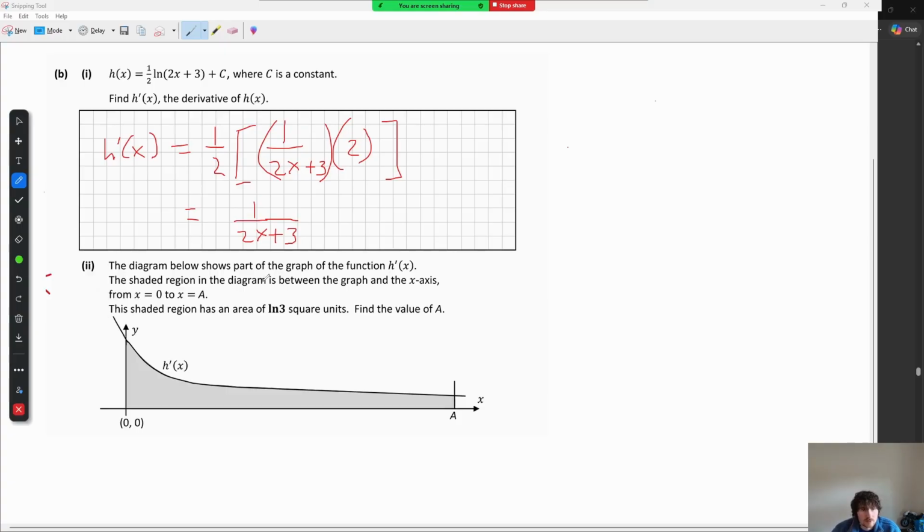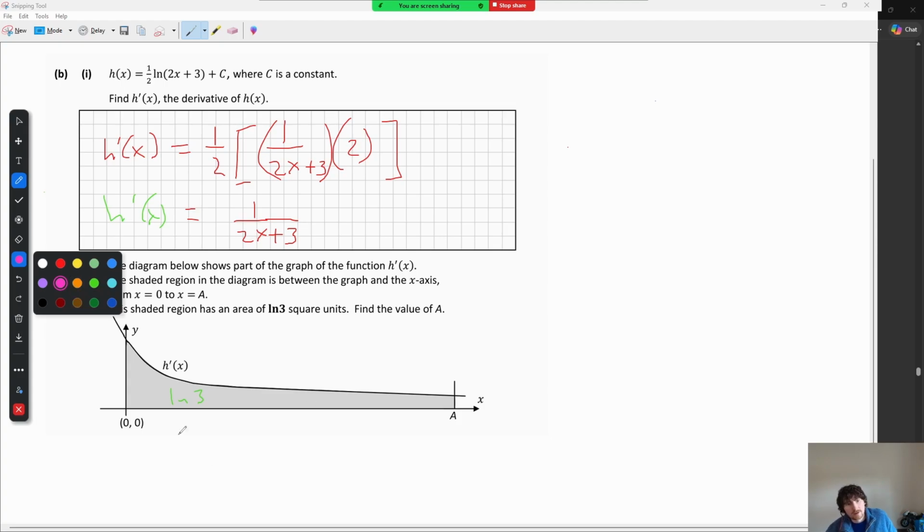Now, you're told here the diagram below shows part of the graph of this thing here, 1 over 2x plus 3. You could graph that in Desmos if you want to confirm that's what it looks like. The shaded region on the diagram is between these graphs here, between this point A and 0. Okay, logical. This shaded region has an area of ln 3. Find the value of A.